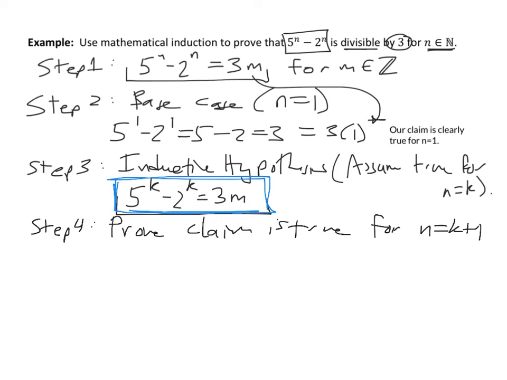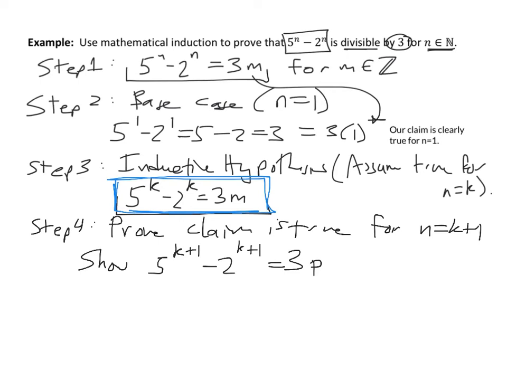So let me write the thing I want to show. I want to show that 5 to the k plus 1, minus 2 to the k plus 1, is equal to 3, and I'm going to use P this time. That seems to always be one of the ones that comes to mind to me. So this is the thing that I want to prove.